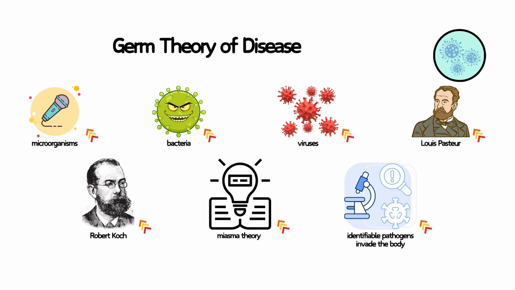Before germ theory, many believed in miasma theory, where diseases were thought to be caused by bad air and imbalances in bodily humors. Germ theory shifted this perspective dramatically, showing that specific, identifiable pathogens invade the body, reproduce, and cause disease.